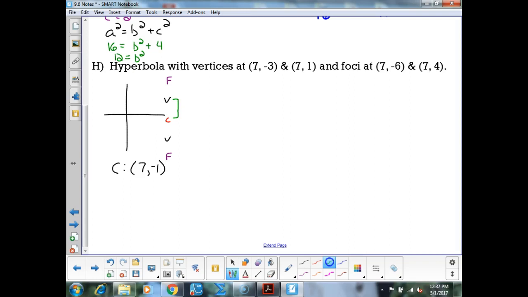Nope. It's b, right? And what is b? 2. This distance out here is what? That's c. And what's c equal to? 5, isn't it?